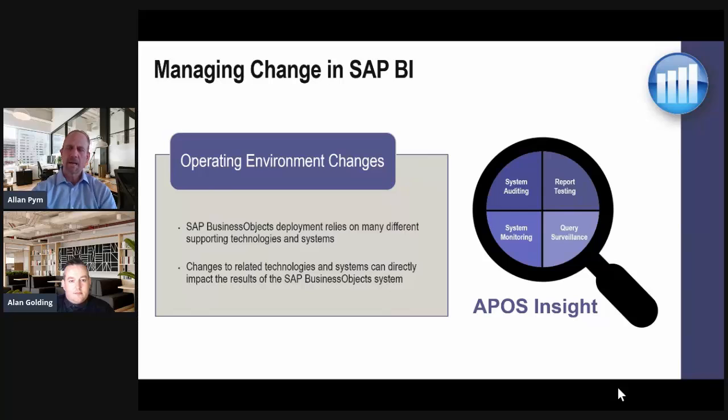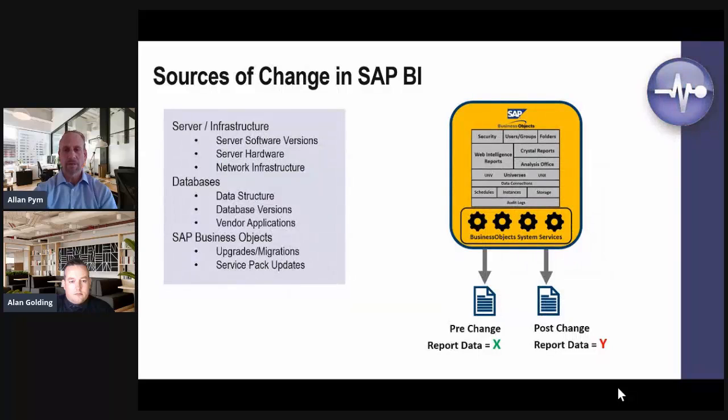Hi, we're talking today about change within the business objects environment and how to manage that change. Specifically, we're looking at operating environment changes. What we mean by that is that the business objects system relies on a lot of technologies and systems in order to function. And when there are changes to those technologies or systems, that can have a direct impact on the business objects system and the results that it's producing.